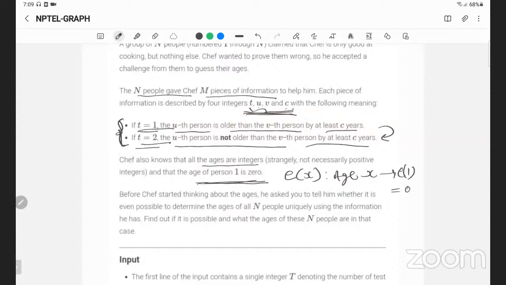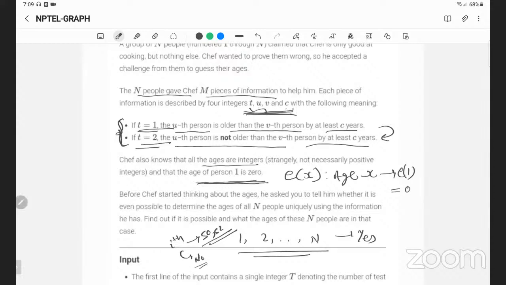But the age of all the persons should be uniquely determined. So if you are able to find the unique age for each person, then we just need to return yes. And if there is a case that the i-th person can have age 50, 52, like multiple ages, it is not unique. Or we are not able to determine the age of any of the persons, then we just need to return no.